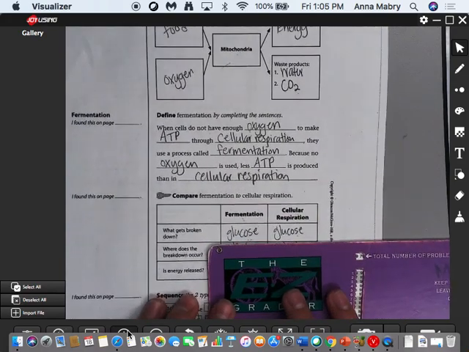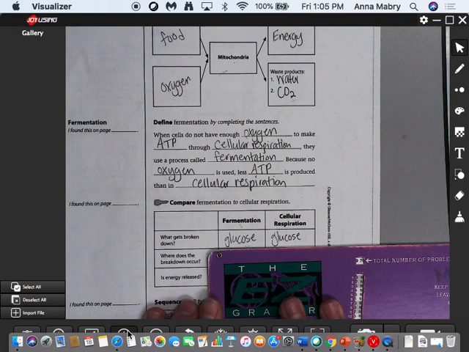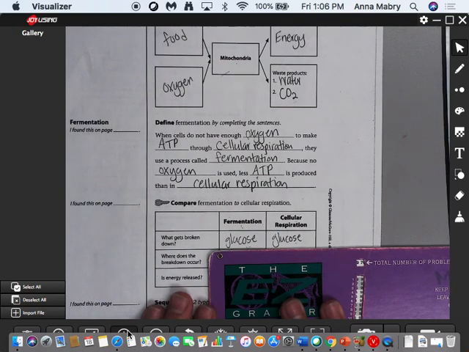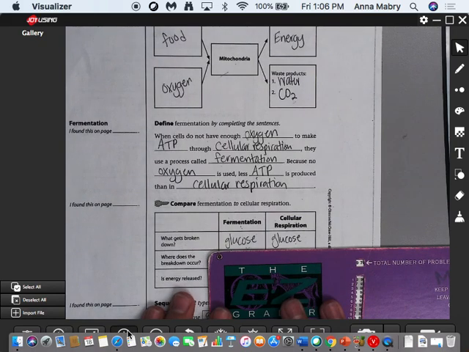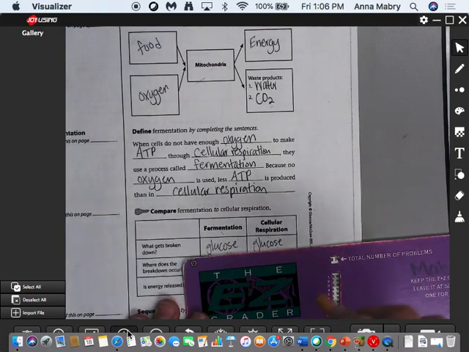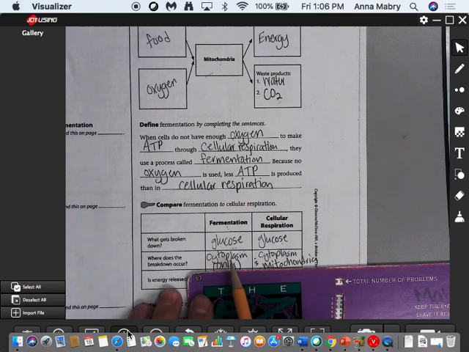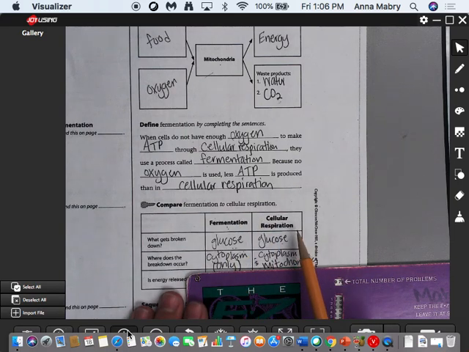Where does the breakdown occur in fermentation? Audrey? In the cytoplasm only. Where does cellular respiration break down? Gray Davis? What two places does cellular respiration break down the sugar molecules? Star, what two places in the cell is glucose broken down in cellular respiration? Cytoplasm and mitochondria. So in fermentation, remember, it's only in the cytoplasm because the mitochondria has to have oxygen and fermentation doesn't use oxygen. Cellular respiration does both places, cytoplasm and mitochondria.